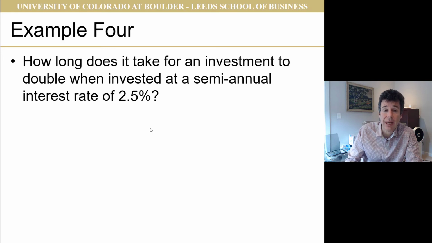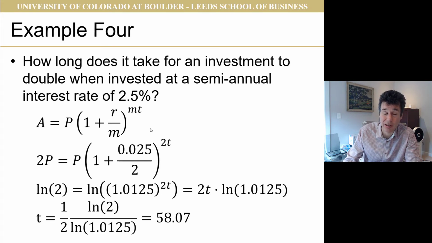Final example, how long does it take for an investment to double when invested at a semi-annual interest rate of 2.5%? Turns out quite a long time. So here, A equals P times 1 plus R over M to the power MT. We want it to double, so 2P equals P times 1 plus 0.025 divided by 2 to the power 2T.